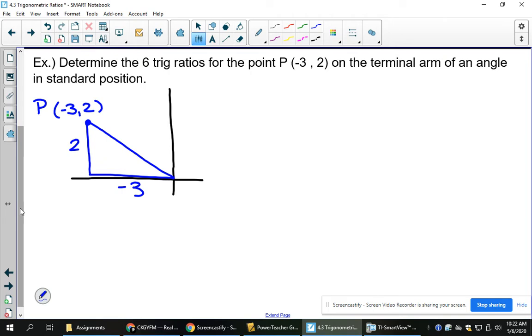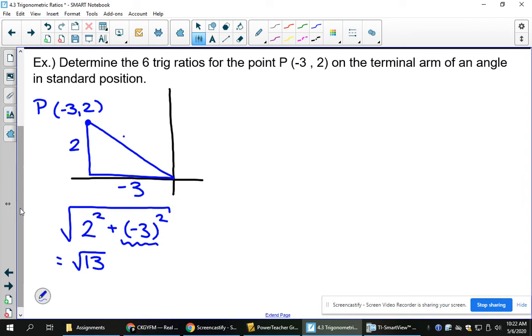Now, Pythagorean theorem is a squared plus b squared, square rooted. These brackets are absolutely essential. When you square a negative, you should get a positive. If you don't put brackets in your calculator, you will get a negative, which will be wrong. 4 plus 9 is going to be 13. And there's nothing I can do to simplify square root 13.